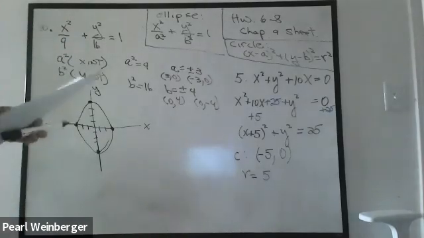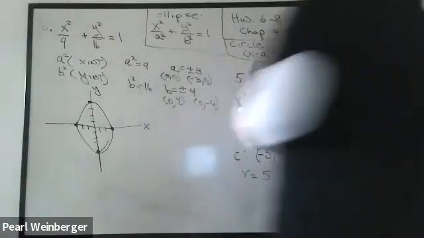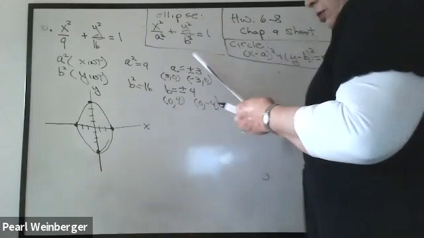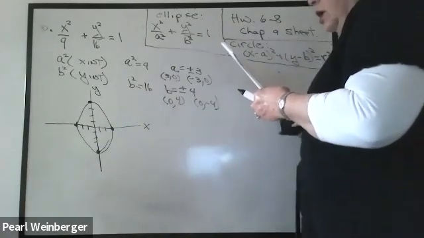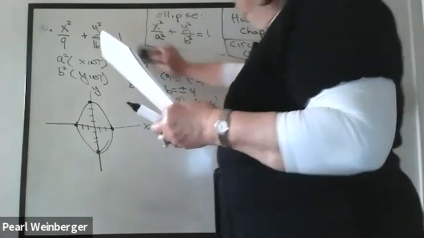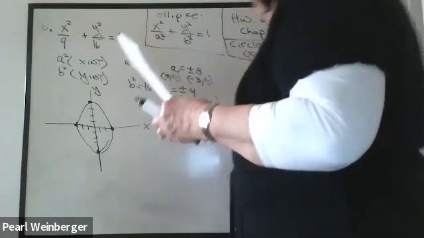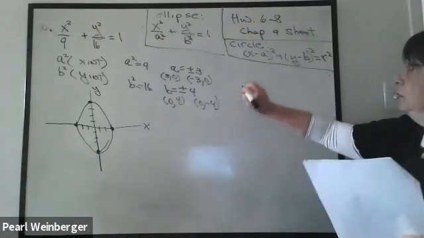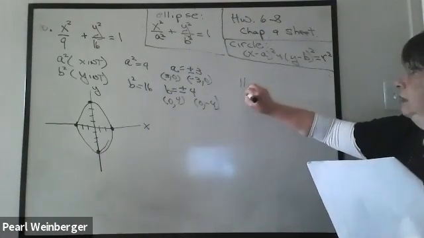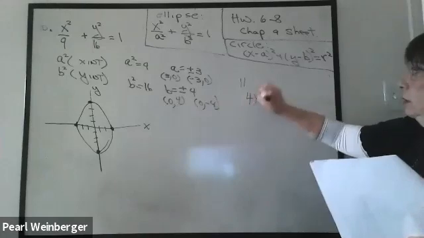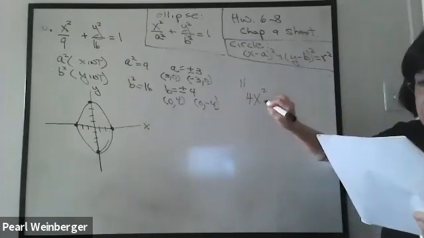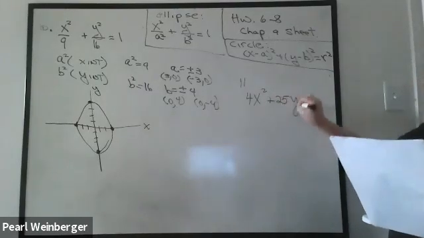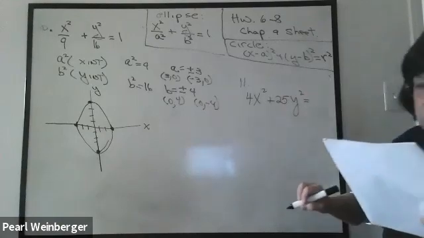Okay, so let's look at question number 11. Just put it over here. Question number 11 gives me the equation 4x squared plus 25y squared equals 100.